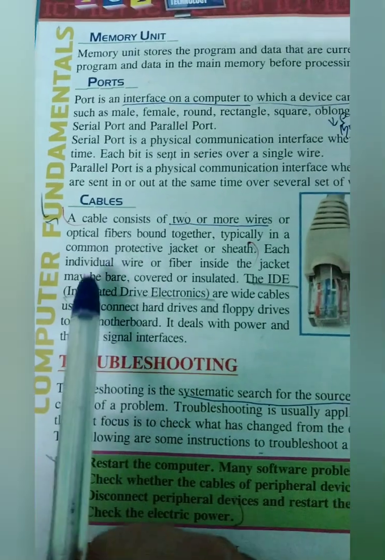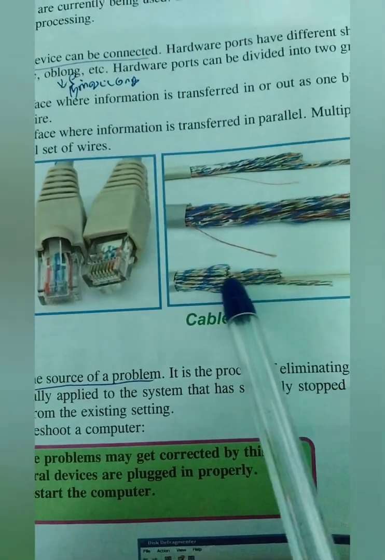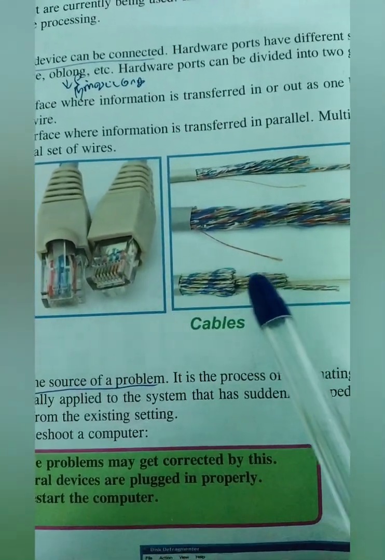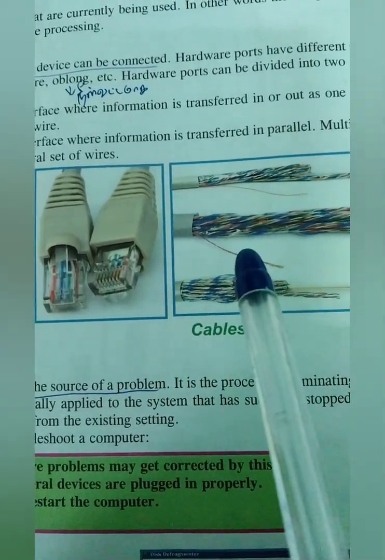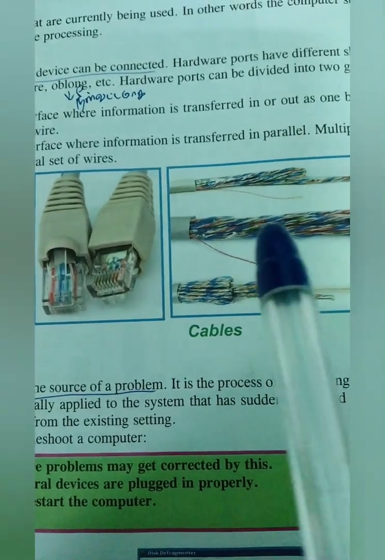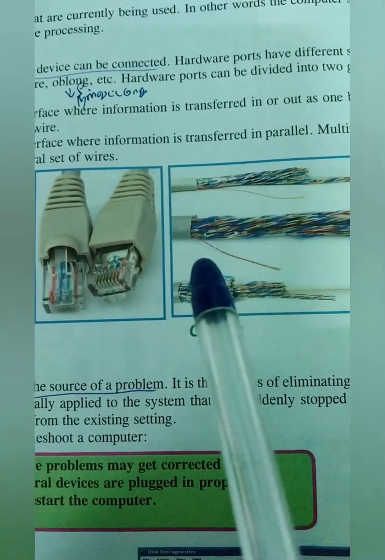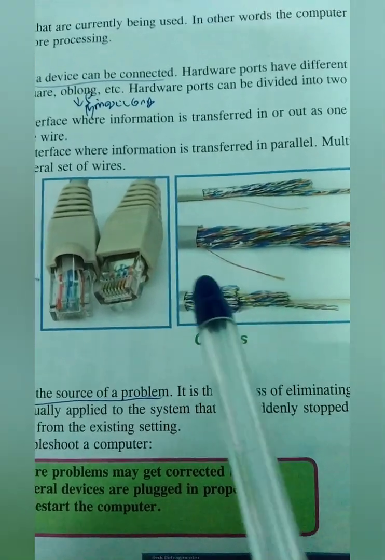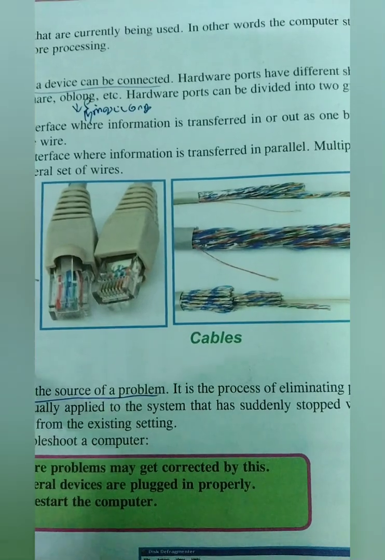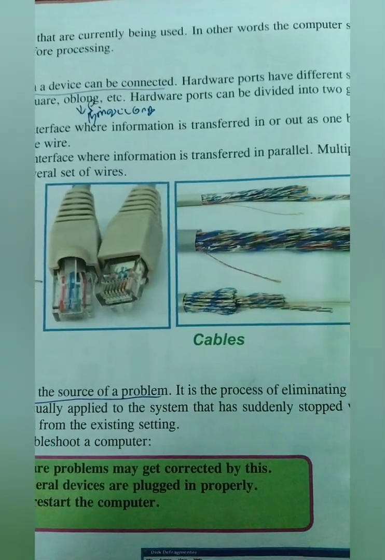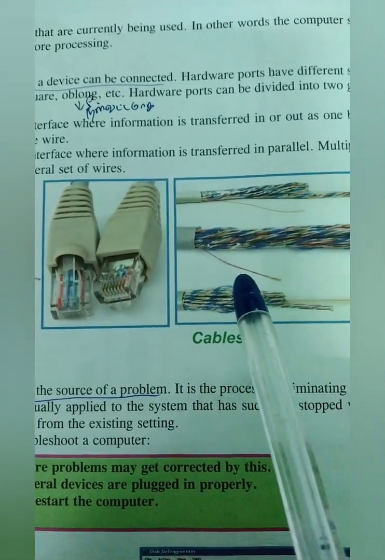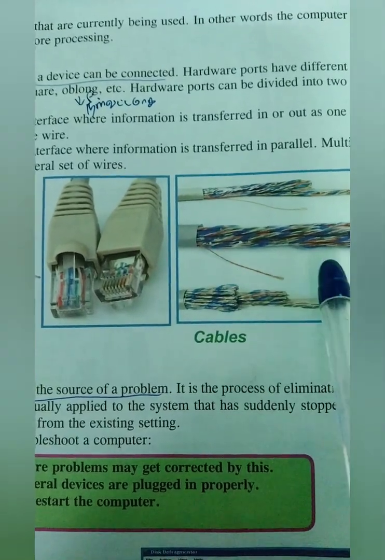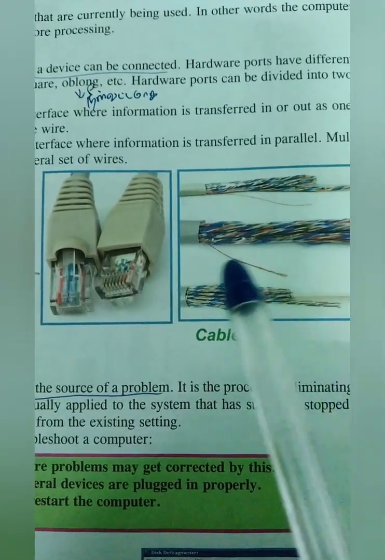The next topic is cables. What is a cable? A cable consists of two or more wires. Have you seen this cable? Yes, it consists of two or more wires or optical fibers which are bound together. It will be covered with a protective jacket or a sheath. IDE, integrated drive electronics, are white cables used to connect hard drives and floppy drives to the motherboard. What is used to connect floppy disk and hard drives to the motherboard? Yes, IDE, integrated drive electronics, is used, and it deals with the power and the data signals.